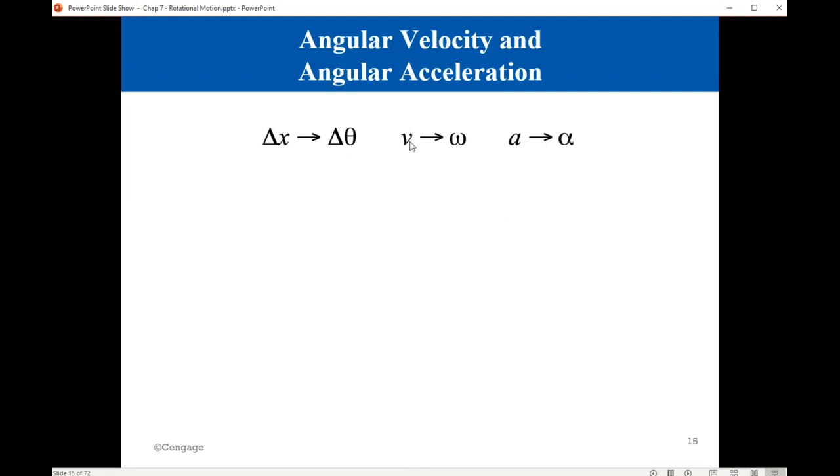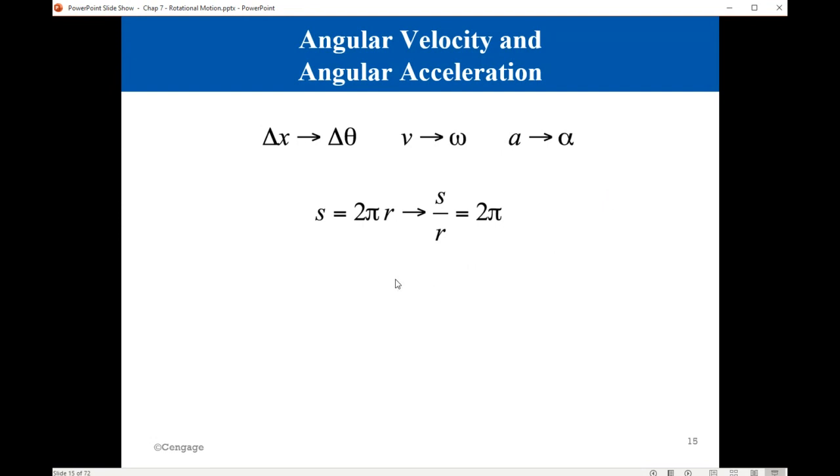Then the velocity v goes into omega, the variable that we use for angular velocity is omega. And for the acceleration, rather than a, which we use for linear motion, we use alpha for the angular motion, for the angular acceleration.